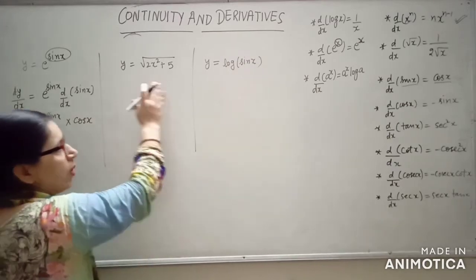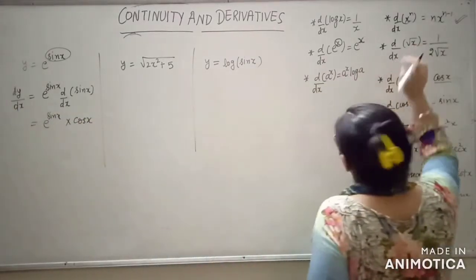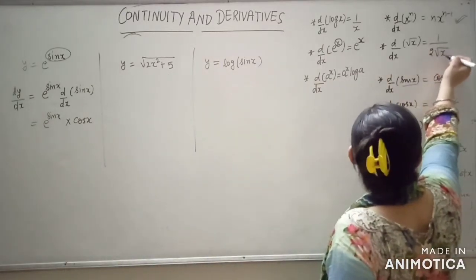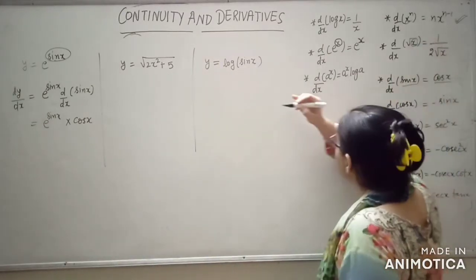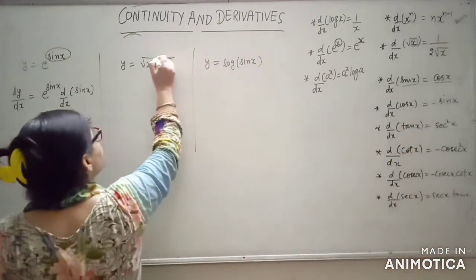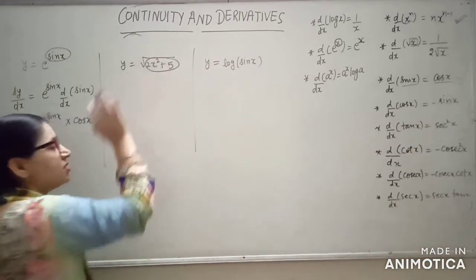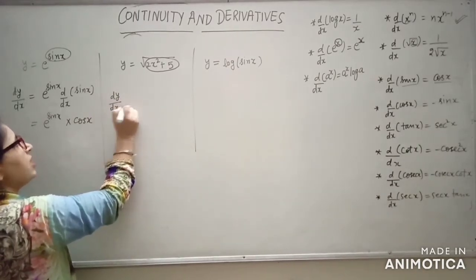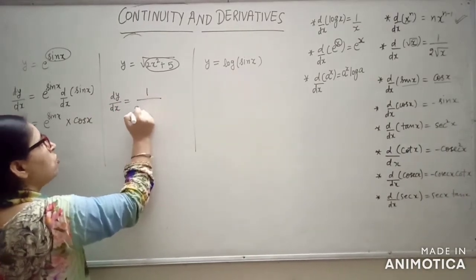Now come to this square root. In square root, what is done? The derivative of square root of x is 1 upon 2 square root of x. But here it was x only; now in this case the x is this. We consider this as x. So dy by dx is equal to 1 upon 2 square root of x.